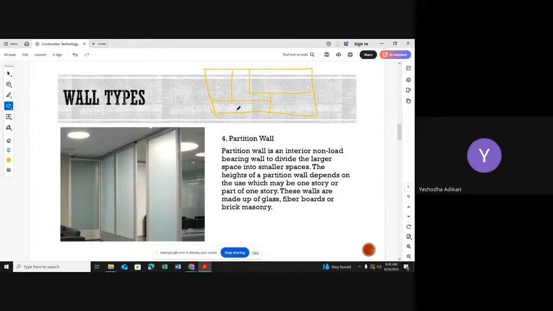Right? However, it's not supporting you to transfer the load. That's another thing. It's a very important thing. It's not supporting you to transfer the load, right?